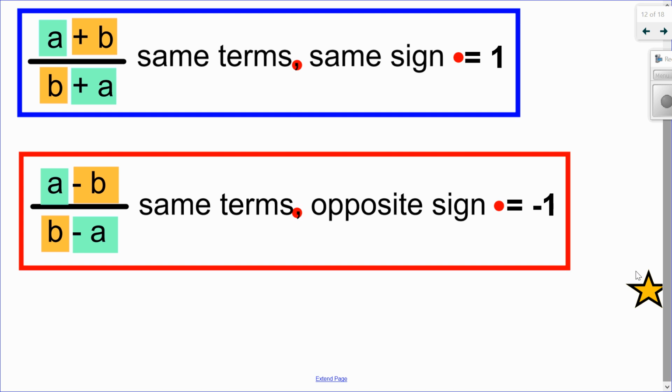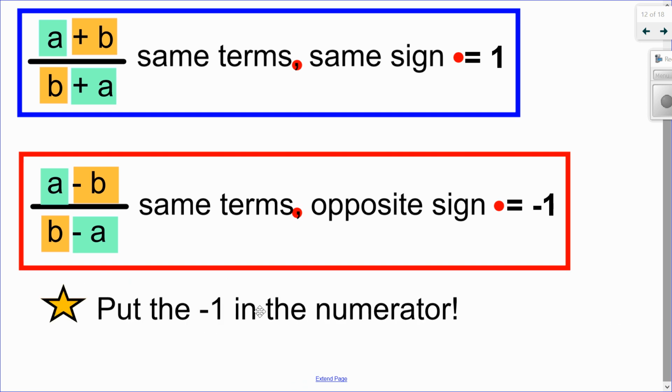Now, where do you put that -1? Question I get asked a lot, you put it in the numerator. The reason is because if we leave it in the denominator, we might forget about it. So always put it in the numerator.